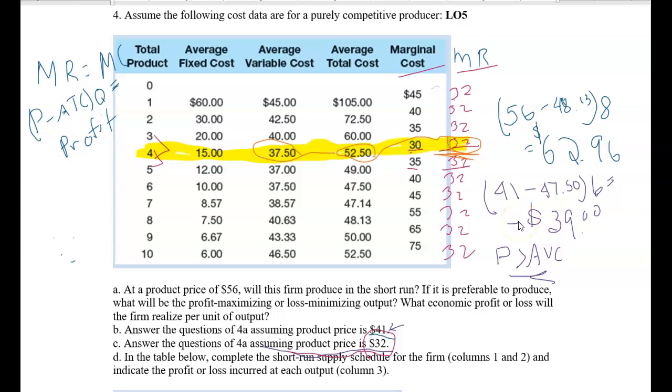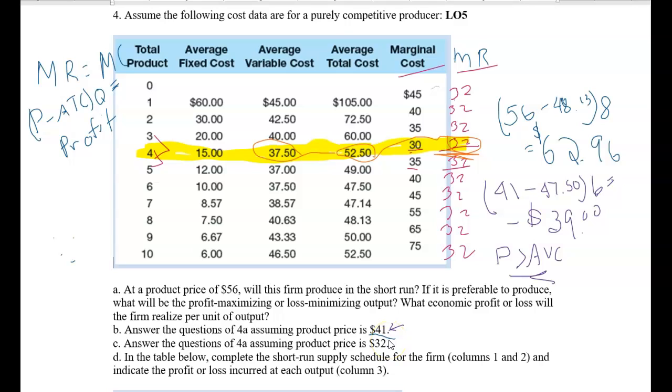So recall what we discussed in our intuitive approach and the graphs that we looked at. Okay, so let's move on in this problem. This problem continues to say, in the table below, complete the short-run supply schedule for the firms, columns 1 and 2, and indicate the profit or loss incurred at each output. Okay, so you want to jot these down.